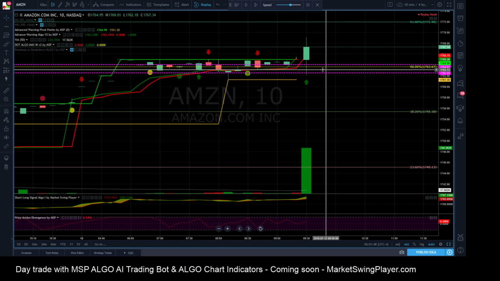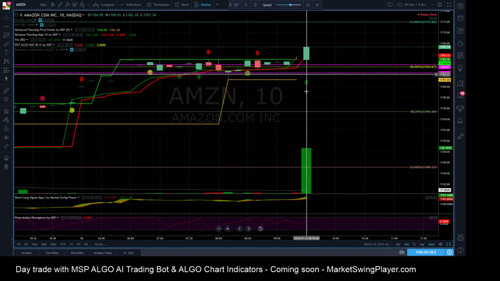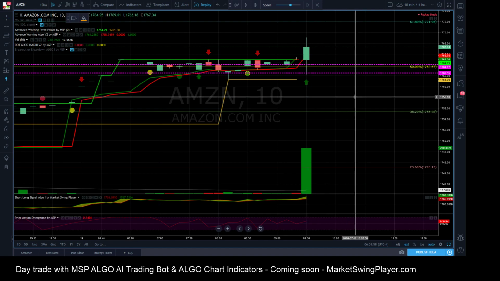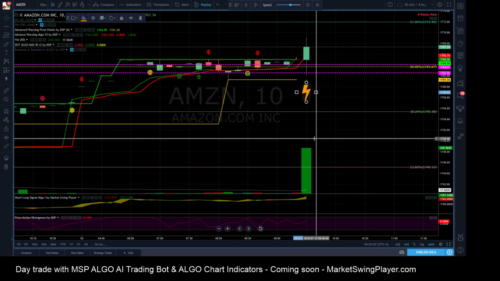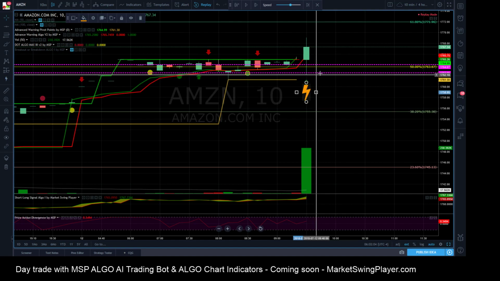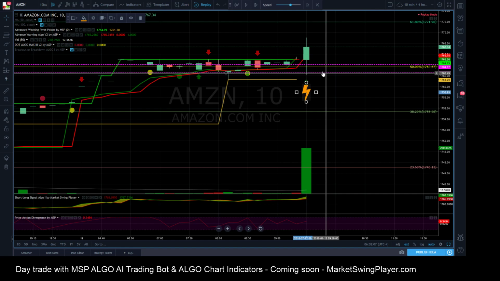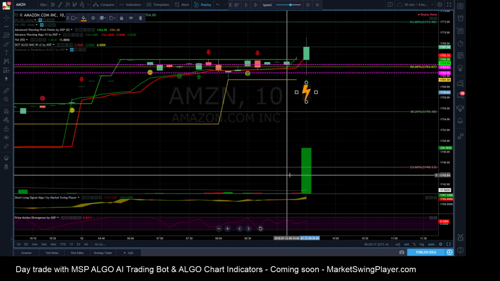As long as we see price hold on the chart and it's not spiraling down at 100 miles an hour, we think we're good to go. We could also see a signal triggered here, right? So we took that long in between the 1762 and 1764.